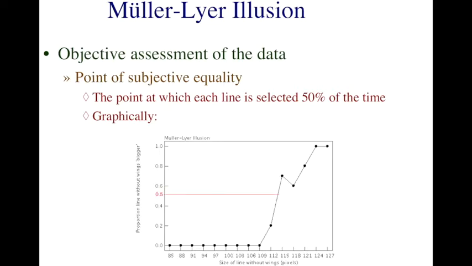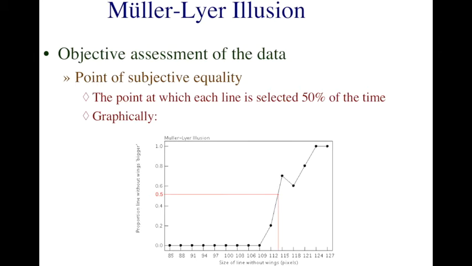So what we want to determine here is the point of subjective equality, and that's the point where the proportion is equal to 50%. If we draw a line straight over from the 50% point and then drop a line down to the other axis, this would be the point of subjective equality. In this case, it looks like it's somewhere around 114 pixels. What that means is that for the line without wings to look as big as the other line, it would have to be at least 114 pixels instead of the 100 pixels the other line is.